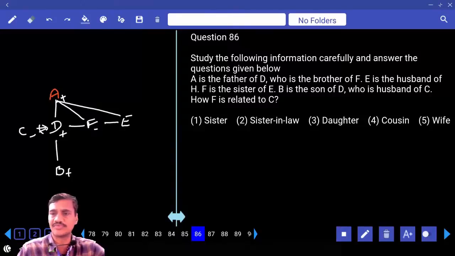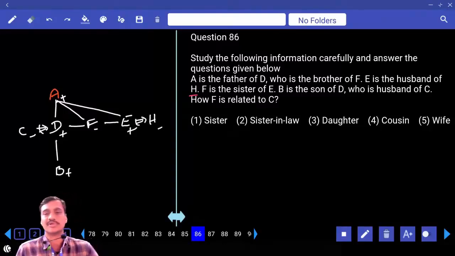F is the sister of E. A is the father of D. D is the brother of F. E is the husband of H. Now E is the husband of H. E and H are a married couple. Clear? E is the husband of H.